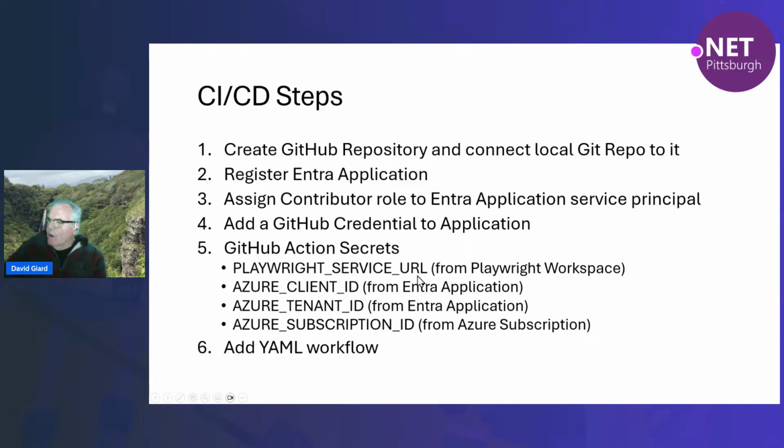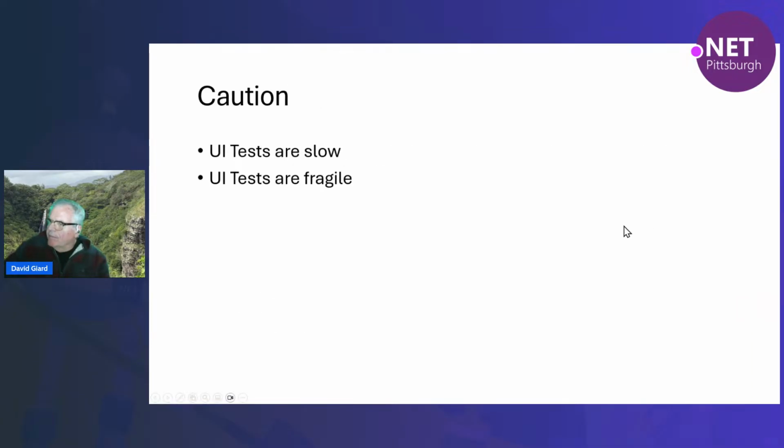These are all the ones that you really need. The URL of where your Playwright workspace is, the client and tenant ID, and the subscription ID. This essentially tells it where in Azure to run your tests. And then you'll have a YAML workflow, which is all the steps that are involved in actually doing it. If you've done any CI/CD, you're probably familiar with YAML, and that tells it what triggers it, where does it run, what are the steps involved, etc.